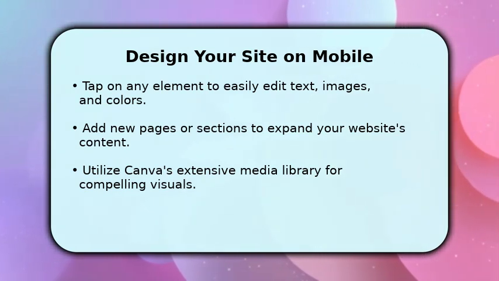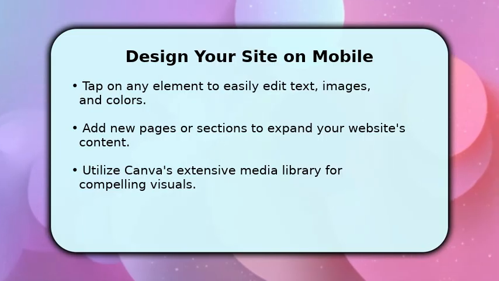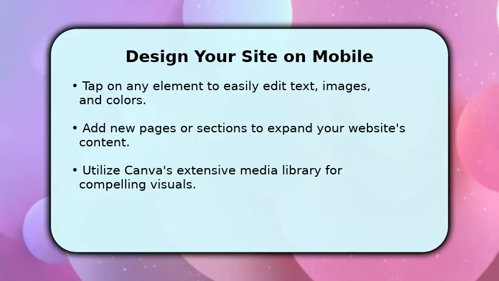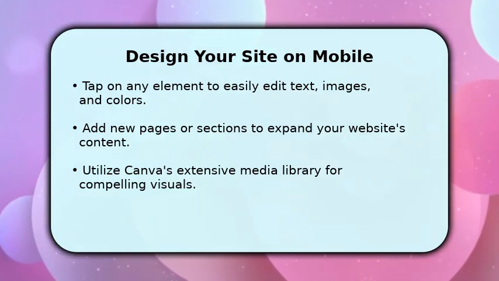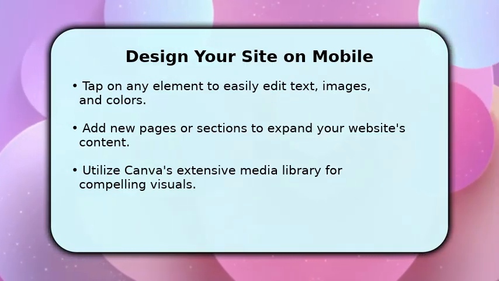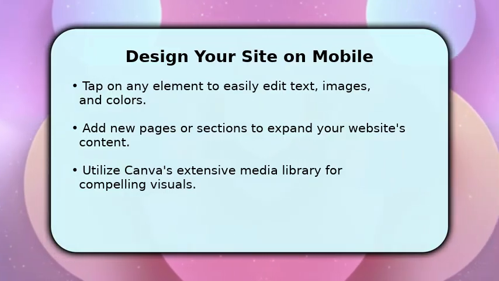Now, let's dive into customizing your chosen template. On your phone, simply tap on any text box to edit its content, or tap an image to replace it with one from your gallery or Canva's library. You can also change colors and fonts to match your brand. Adding new pages is straightforward, allowing you to build a comprehensive site with several distinct sections.